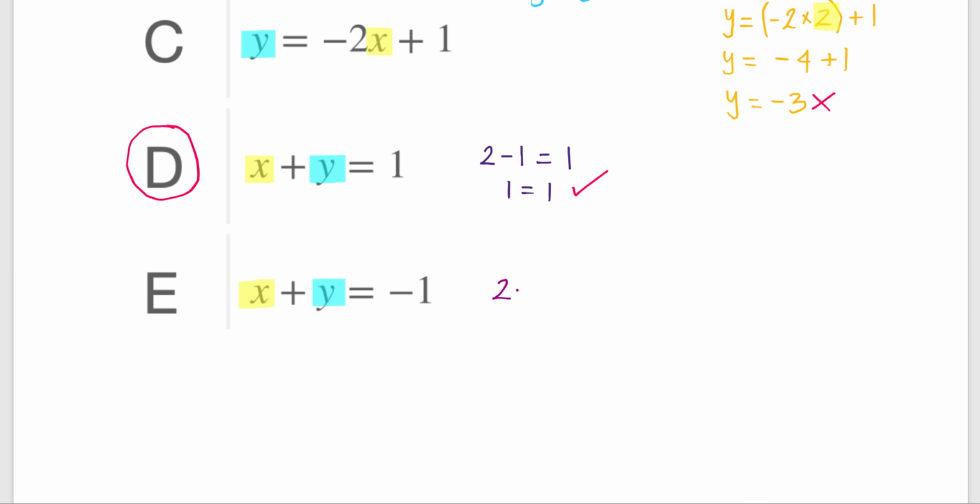And y is -1. So -1 is equal to -1. That's what the rule is saying. And 2 take away 1 is 1, which is equal to -1, because 1 is not the same as -1, they're not true, so that's not the answer, which we already knew because we already found it here.